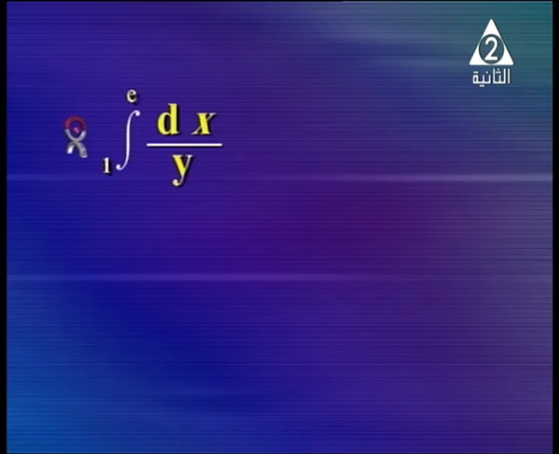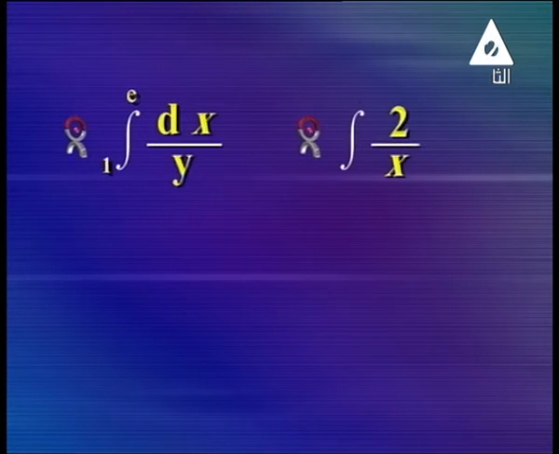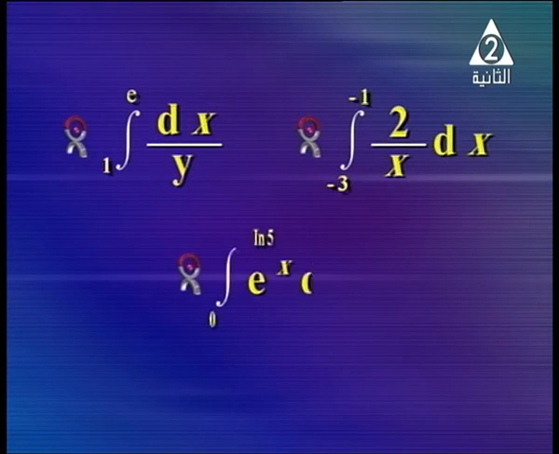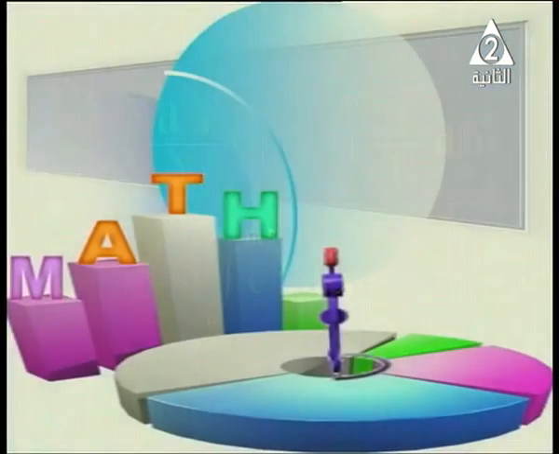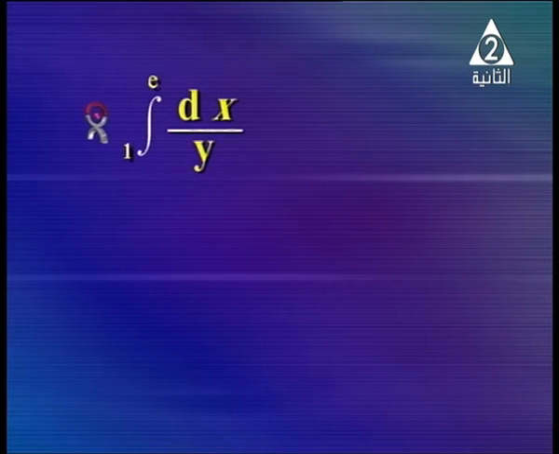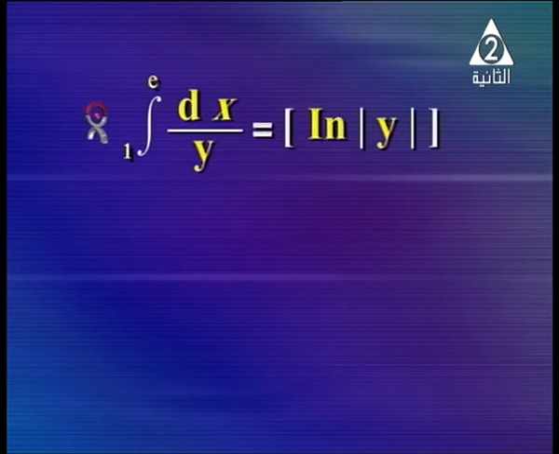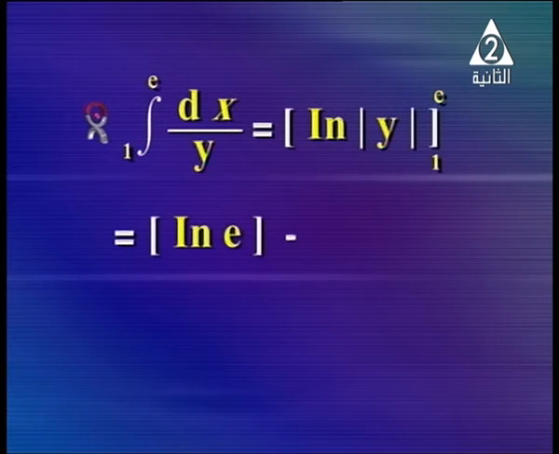Integration from 1 to e of dx over x, integration of 2 over x dx from negative 3 to negative 1, and integration of e to the power x dx from 0 to ln 5. Solution. Integration of dx over x from 1 to e, the definite integral: the integral of 1 over x is ln x from 1 to e. By substituting x equals e and x equals 1 and subtracting, we get ln e minus ln 1.